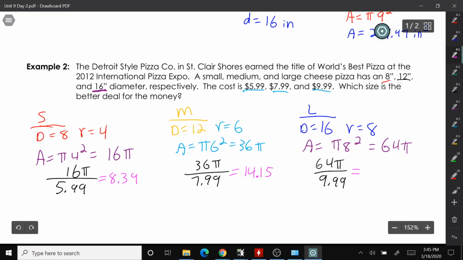That gives me 14.15. And then I'll do the last one, which is 64 pi divided by $9.99, and you get 20.13. So the large pizza is a better deal.